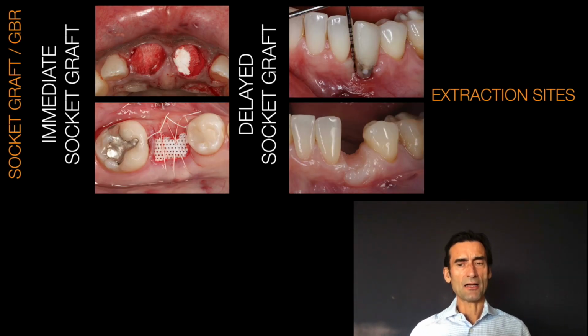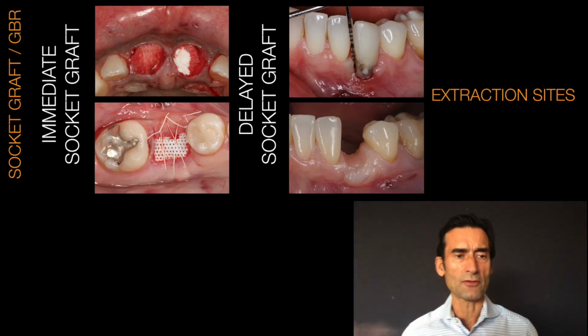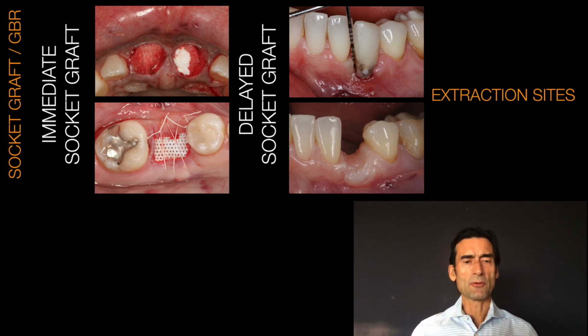Now, the next procedure is when we have to deal with situations where it's difficult to place implants. And sometimes it could just be a challenging site. You don't want to take the risk of placing an implant at the same time, so you just want to do a socket graft immediately. You can also place a socket graft and an implant delayed.